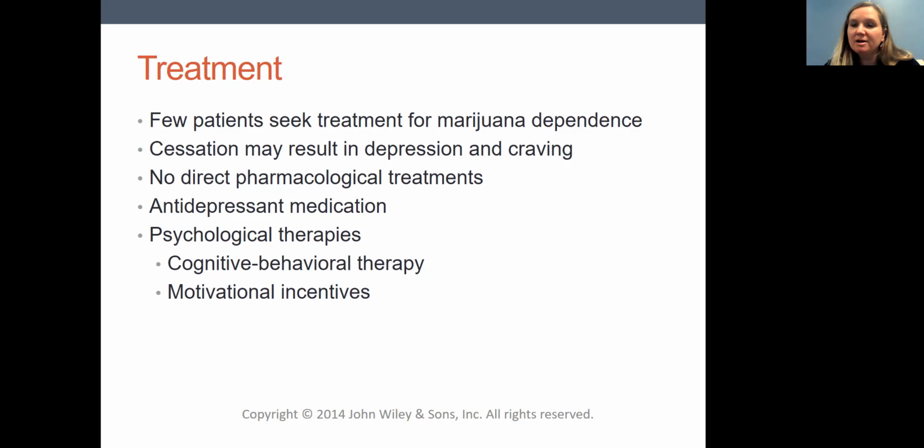Cognitive behavioral therapy or motivational incentives have also been used as psychological therapies, but for the most part, it's far less of a drug that causes significant problems in our society. And so as a result, we don't have many treatments because we don't seem to need them compared to maybe alcohol dependence and opioid dependence, the previous 2 chapters that were also sedative drugs. And that's the end of that chapter.